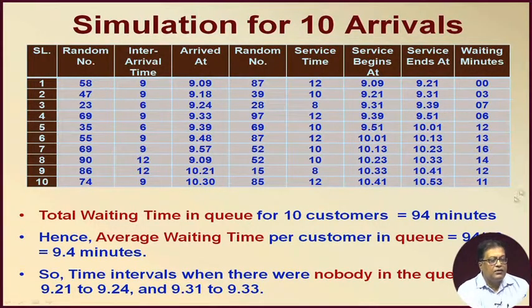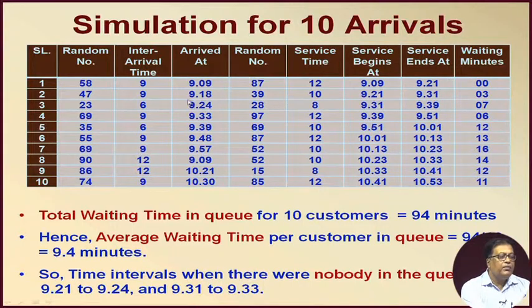Now, look at how the calculation is done. The first person arrives at 9:09 and the first person leaves at 9:21, because there was nobody in the system and he is the first person to come.